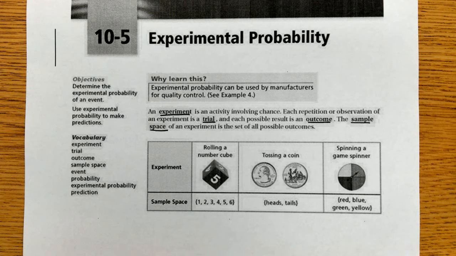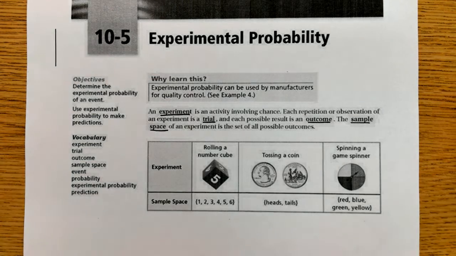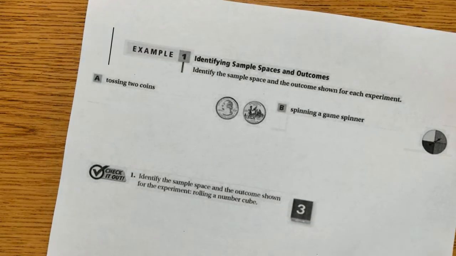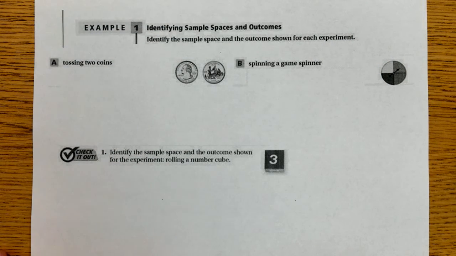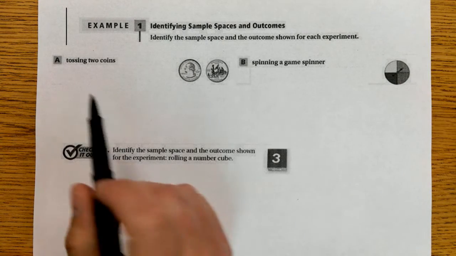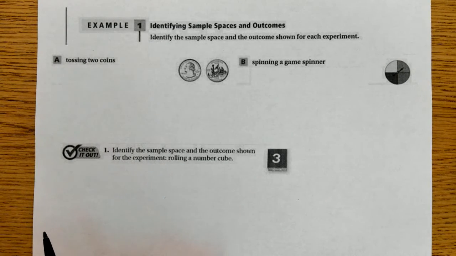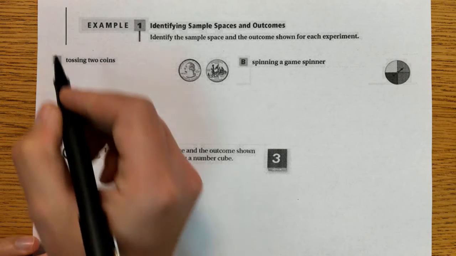So in this lesson, we'll look at identifying sample spaces and outcomes. We'll look at estimating the likelihood of an event, and then going into finding experimental probability and what that means in these different situations. So we are going to start by identifying sample spaces and outcomes. Remember, the sample space of an experiment is the set of all possible outcomes. So here, the first example, tossing 2 coins. We're going to identify what that sample space is.